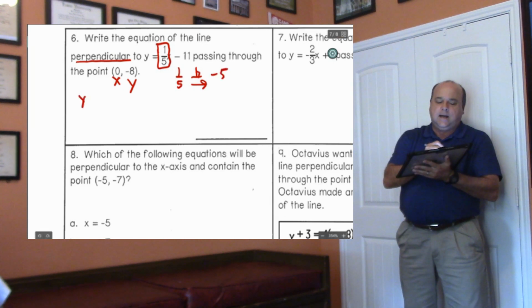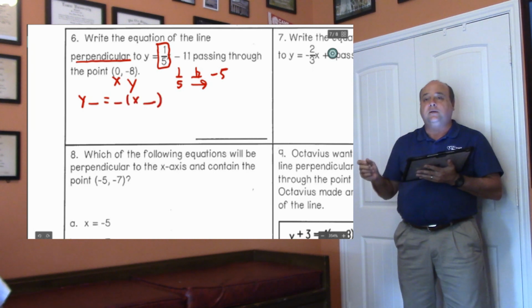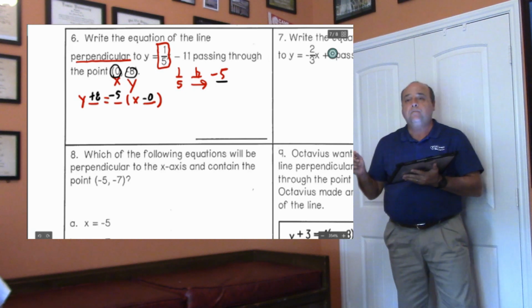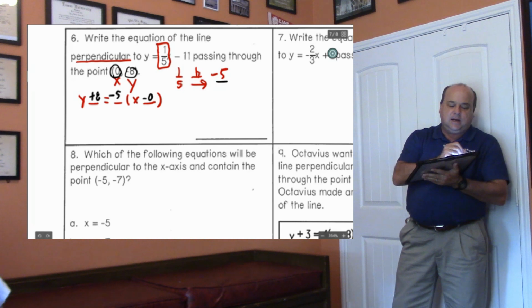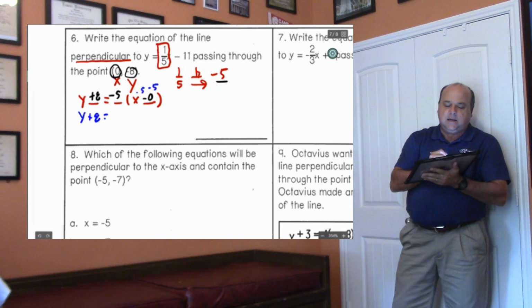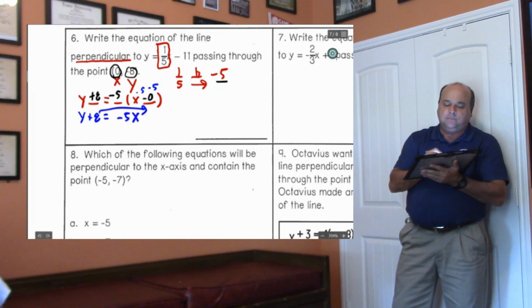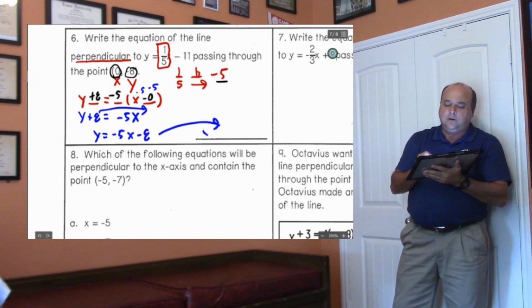So I'm going to do y blank equals blank, parentheses x blank. We're going to plug this into point slope. So the opposite of -8 is +8. My slope is -5. The opposite of 0 is just -0. Now I'm going to distribute the -5, and I'm going to get y plus 8 equals -5x. And all I've got to do is move over by 8, and that's going to go right here.